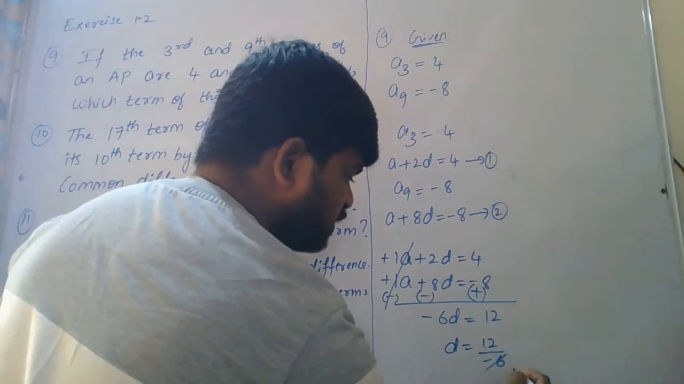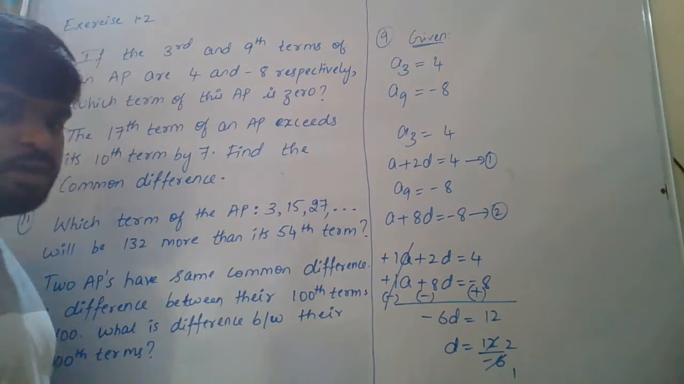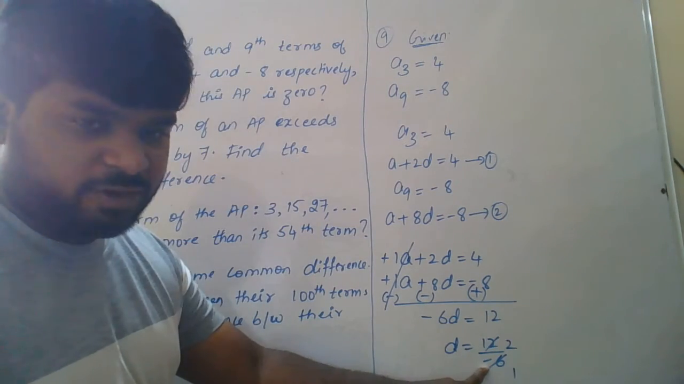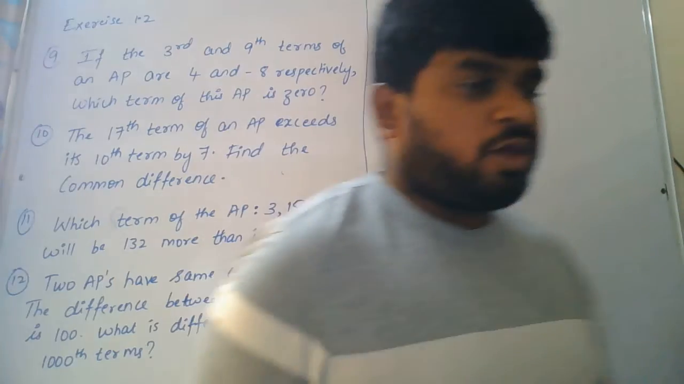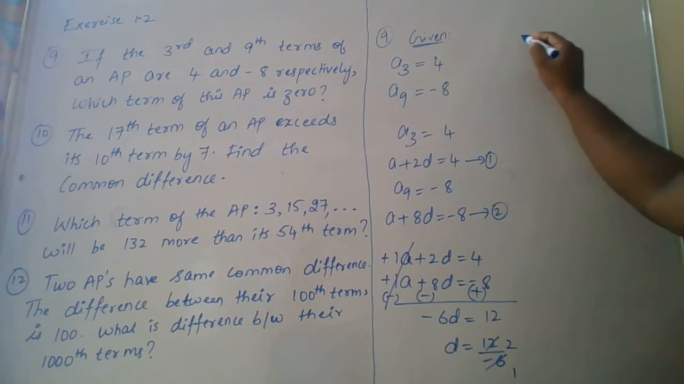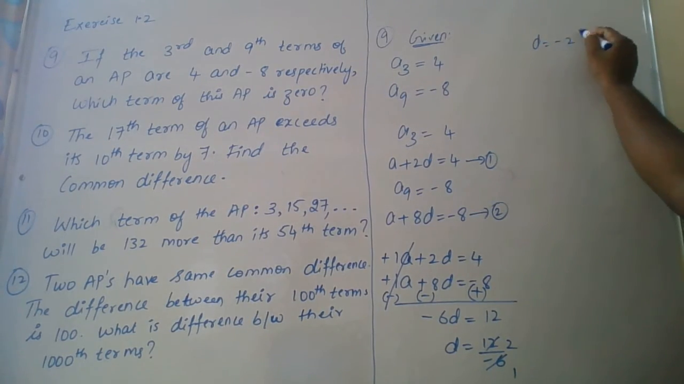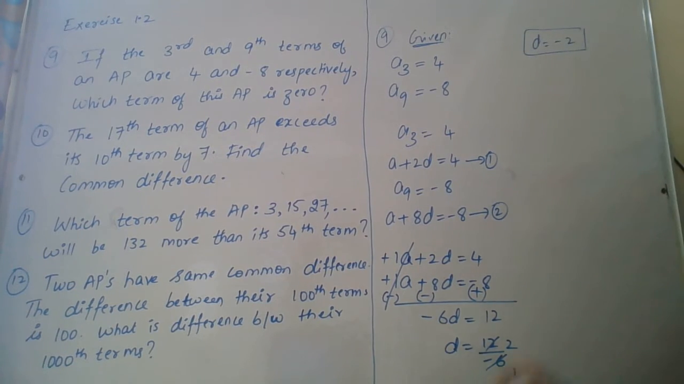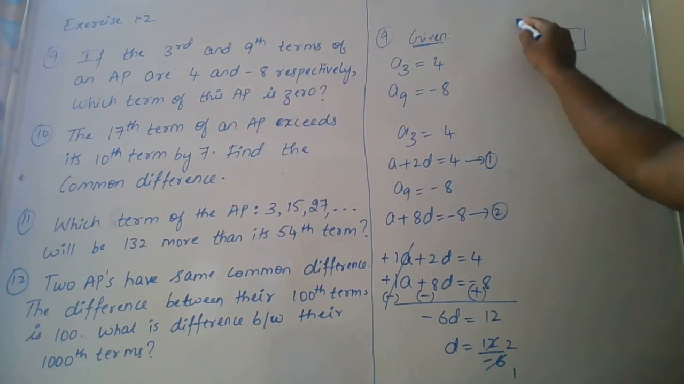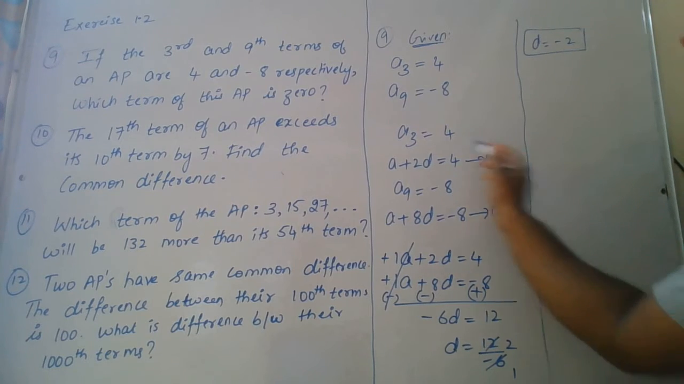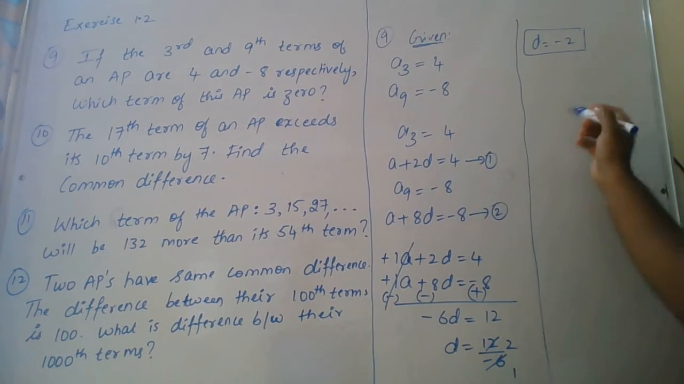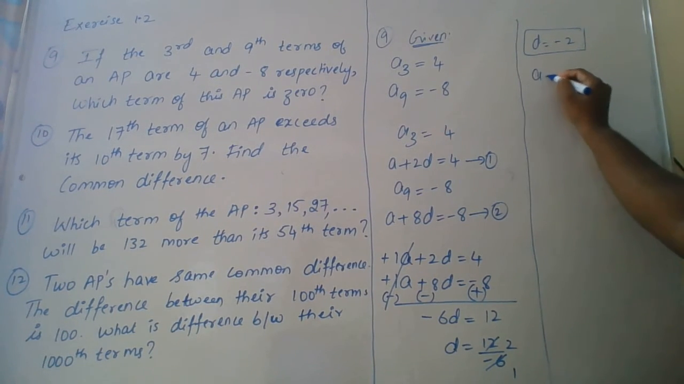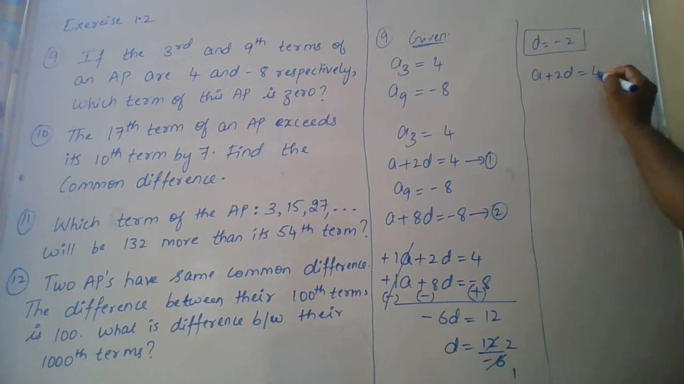6 ones are 6, 6 twos are 12. Therefore, the value of D, with the negative sign, is negative 2. So D is negative 2. Let's find A now. How do you find A? Take one more equation, any one equation, first one or second one. Let's take the first one. The first one is A plus 2D is equal to 4.